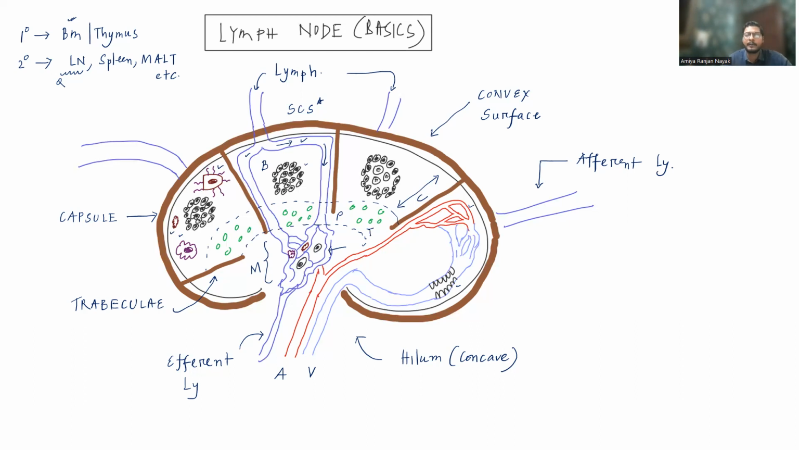T cells will not have a nodular arrangement. B cells, B lymphocytes will have a nodular arrangement, but T cells will have a non-nodular pattern of arrangement. So T cells are present in the paracortex.